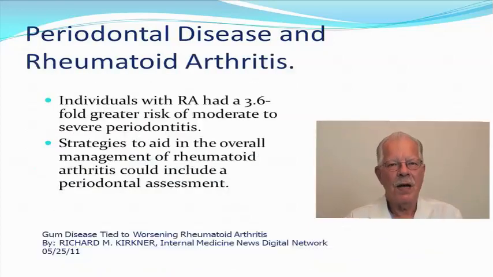Periodontal disease and rheumatoid arthritis. Individuals with RA have a 3.6 greater risk of moderate to severe periodontitis. So researchers in this area feel that strategies to treat and to control rheumatoid arthritis should include a periodontal assessment.